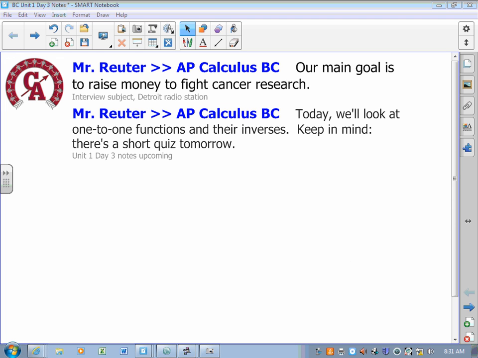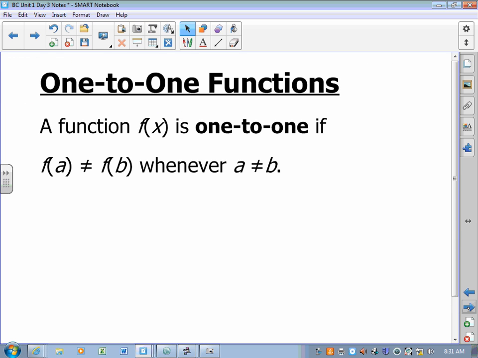So what I'd like to do is start with a definition of what one-to-one functions are. A function f of x is one-to-one if f of a is not equal to f of b whenever a is not equal to b. Because this is a video, you can pause and hear that again and again, but it's really not going to do a whole lot unless you fight through the notation.